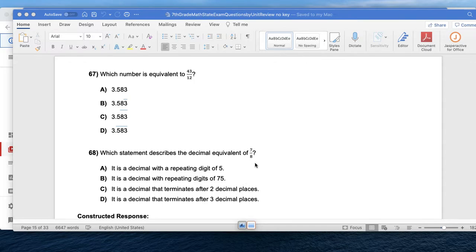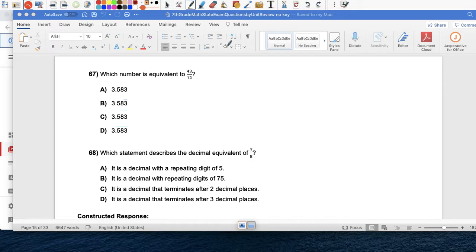67. What number is equivalent to 43 over 12? Just divide that. All you have to do is divide, and we get 3.583. The repeating part is the 3, so that's the tricky part here. So this is your answer. You put the bar notation on top of the number that repeats, and the only thing that repeats is the 3.